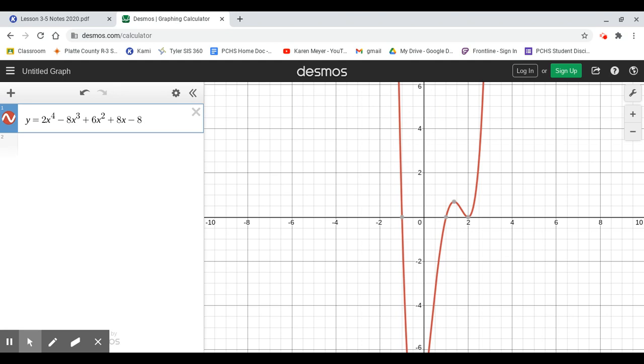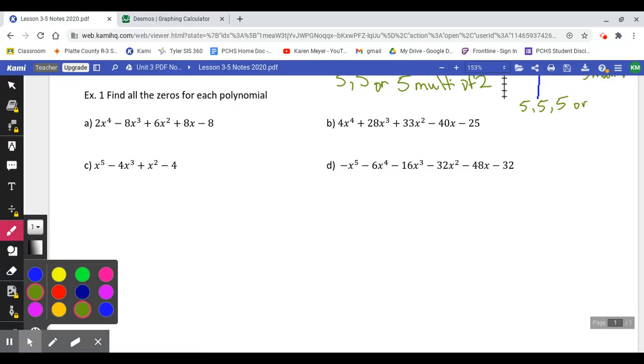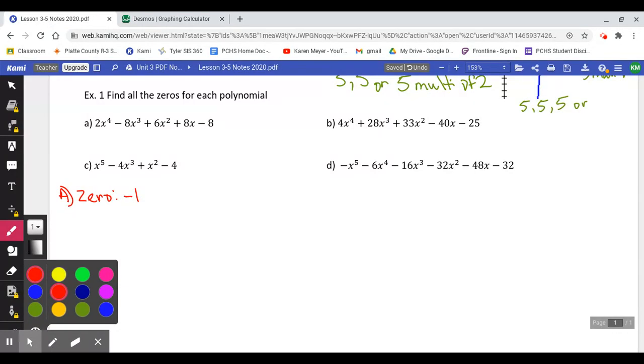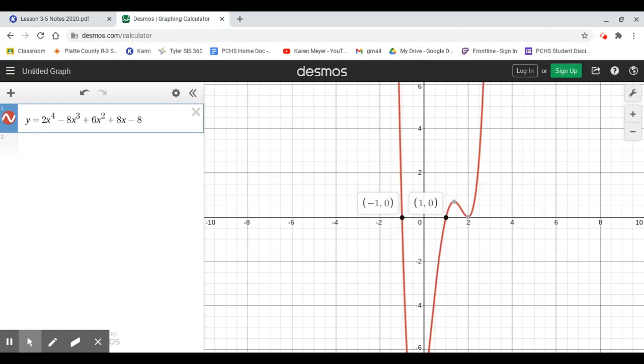Okay, and so remember, zeros are called x-intercepts. So you're looking for where it crosses the x-axis. So I have a nice point right here at -1, 0. So on A, my first zero is at -1. Then I have a second zero over on the right side at +1. So +1. Then if I go back to my picture, I have another zero at 2, 0.